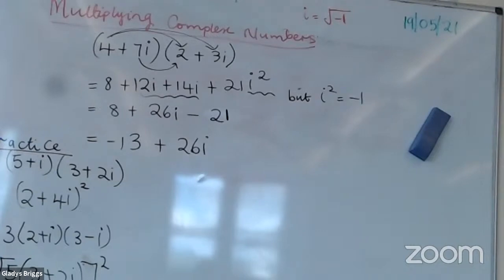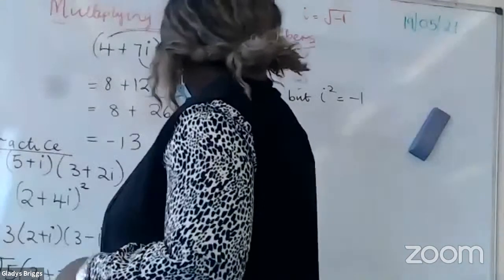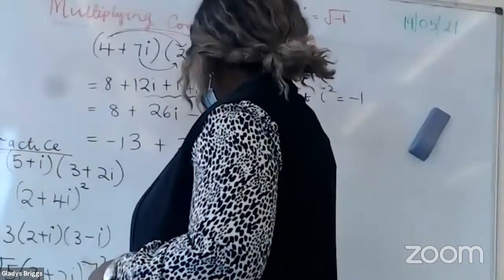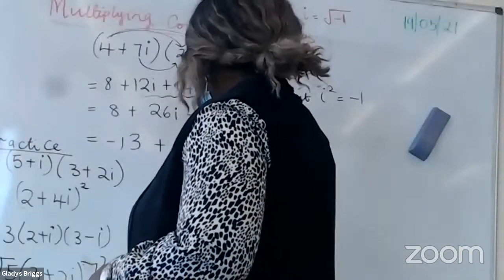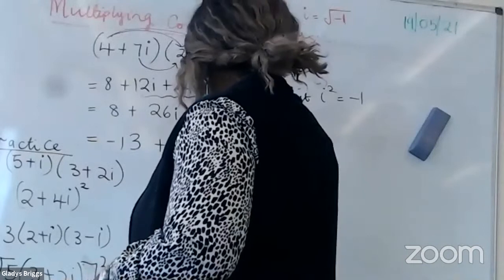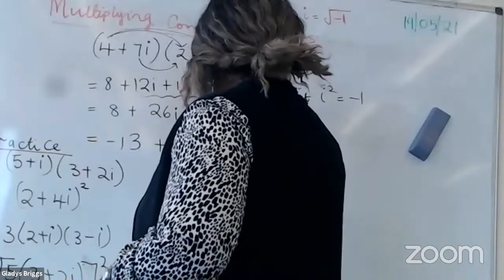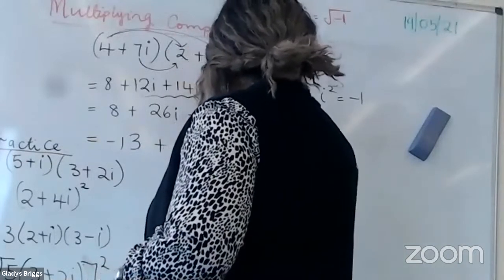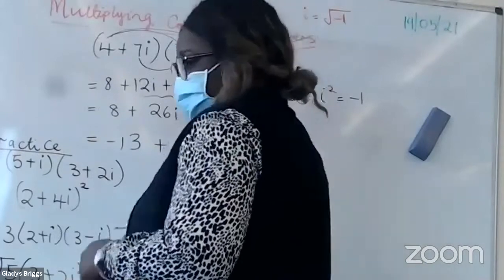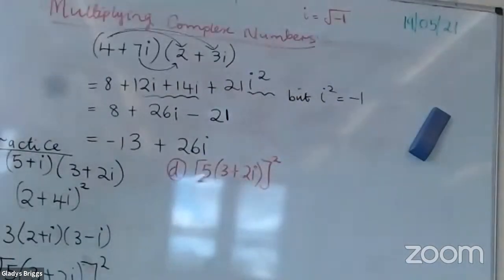Teacher, I can't see the last one. Okay, I'll write it again up somewhere for you, okay? Sorry that you can't see that. So the last one is 5 times 3 plus 2i all squared. Thank you. Okay.